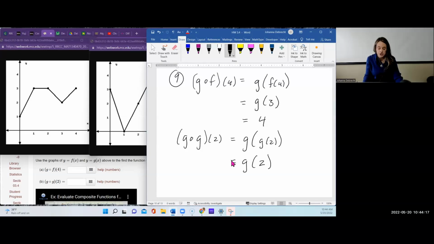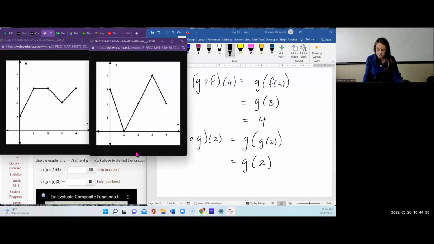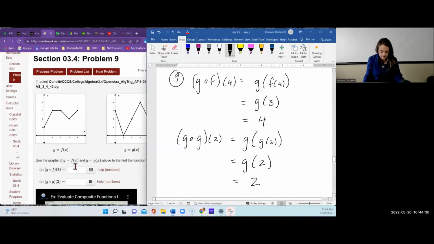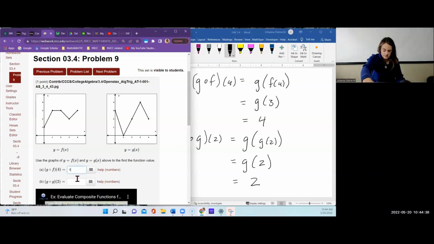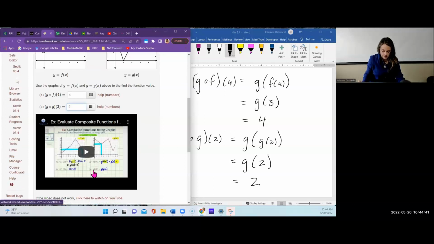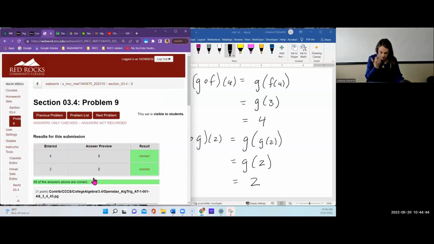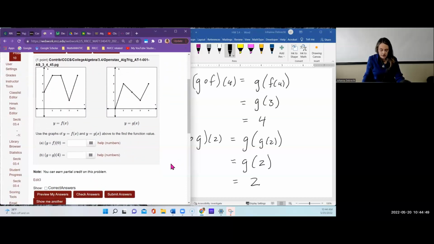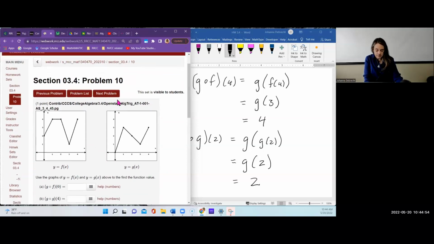So now I'm trying to find g of 2. Come back to the graph and again come to 2 and find the y value, which is still 2. This gives me 2 for the final result. So my answers here are 4 and 2. The next problem is very similar to the previous problem, so I leave it to you to practice this at home.